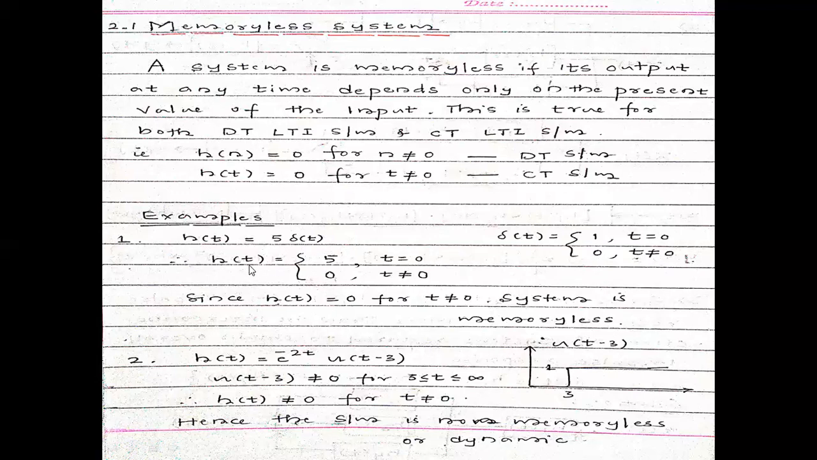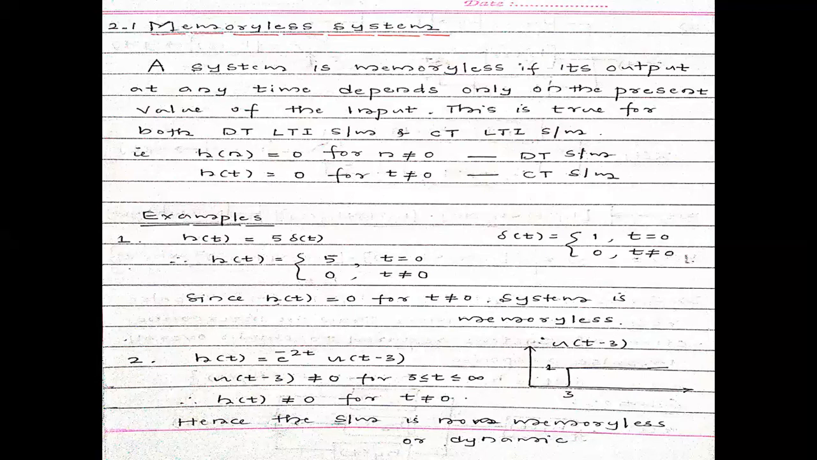Now you can observe here, h of t is equal to 5 for t equal to 0, and h of t is equal to 0 for t not equal to 0. So the condition is satisfied, the condition we have here, that is h of t is equal to 0 for t not equal to 0. So you can say the system is memoryless.